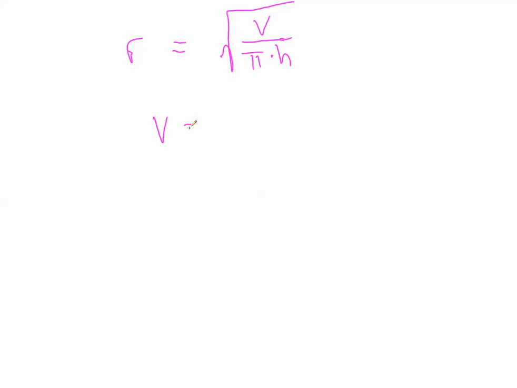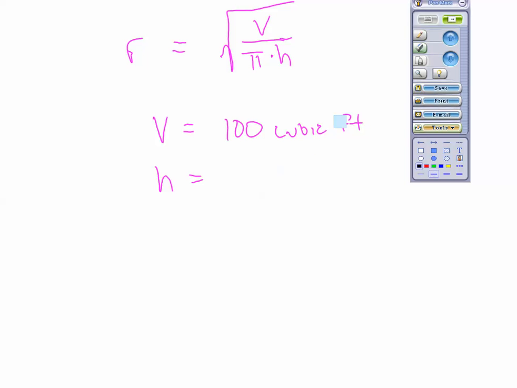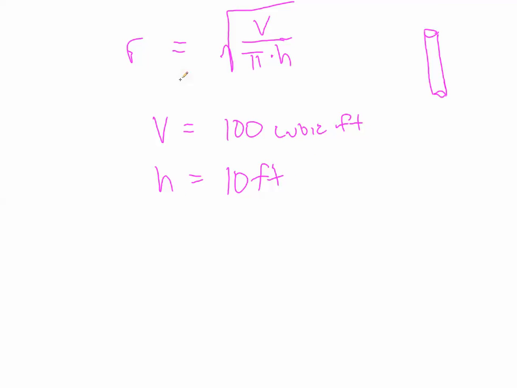So let's just say I wanted a volume of, I don't know, maybe 100 cubic feet, and this could pertain to something like a concrete pillar in a building. You want to talk about, okay, how much concrete is that pillar going to take, or what should the radius of that pillar be? Maybe I need to use up 100 cubic feet of concrete, and let's just say I need that to be 10 feet high. Well, now I can figure out what should be the radius of that pillar. So the radius of that pillar would be the square root of 100 divided by pi times 10.